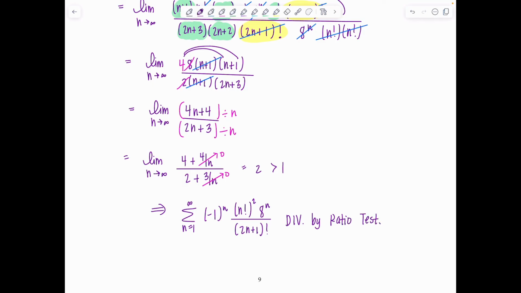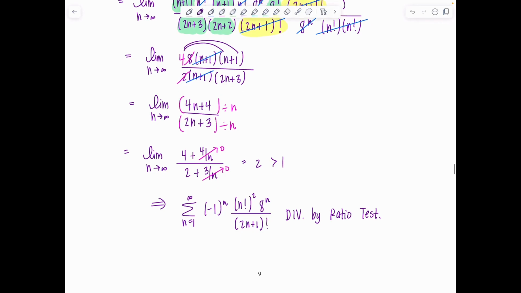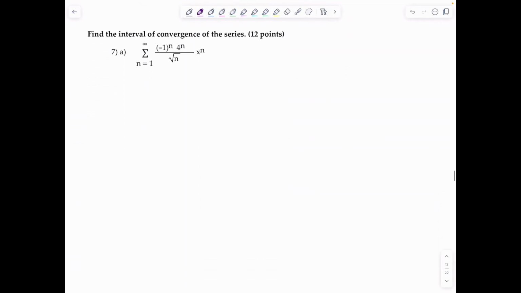All right, excellent. How are we doing? Good, good, good. Moving on now to the last third of things. Find the interval of convergence of the series. So here we have a power series, sum n equals 1 to infinity, negative 1 to the n, 4 to the n, over rad n times x to the n.